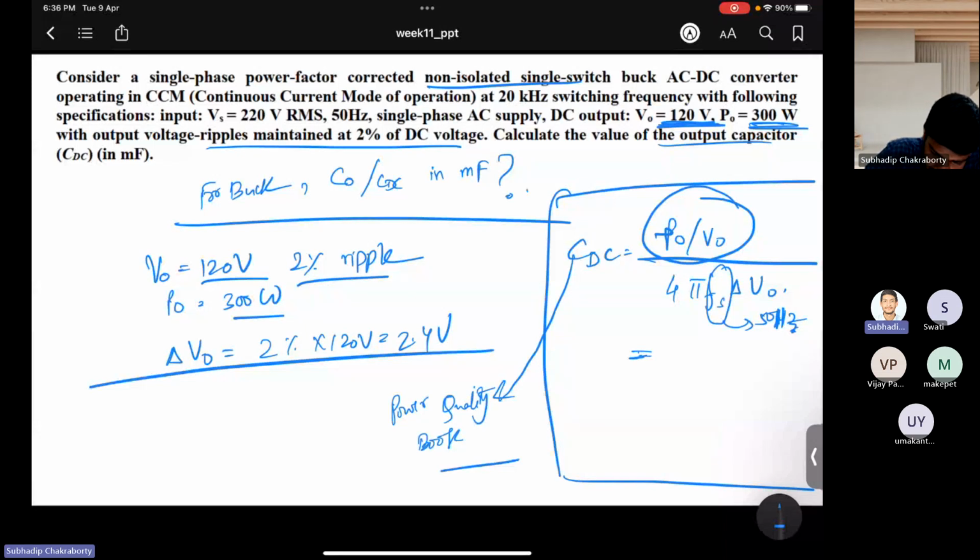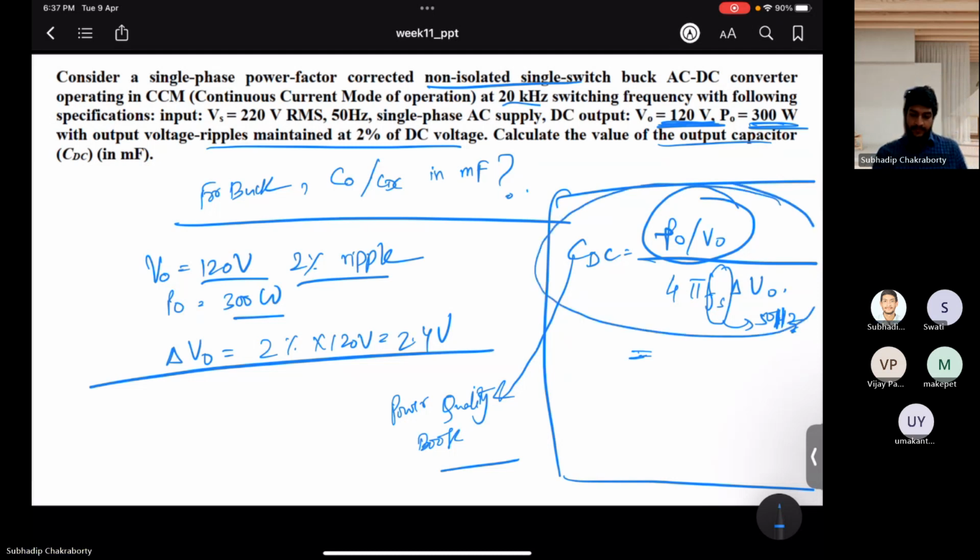And this non-isolated single switch AC/DC converter is operating at 20 kilohertz. So that DC link capacitance value is actually asked, right? For that, you can see this is the expression of the output capacitor.